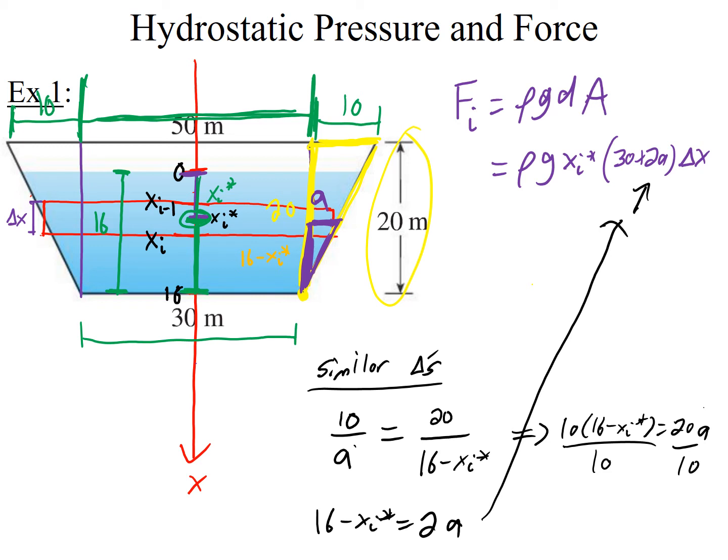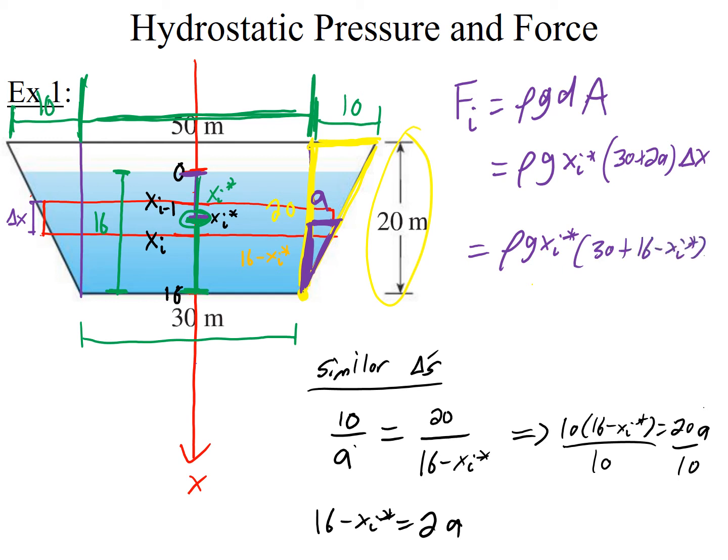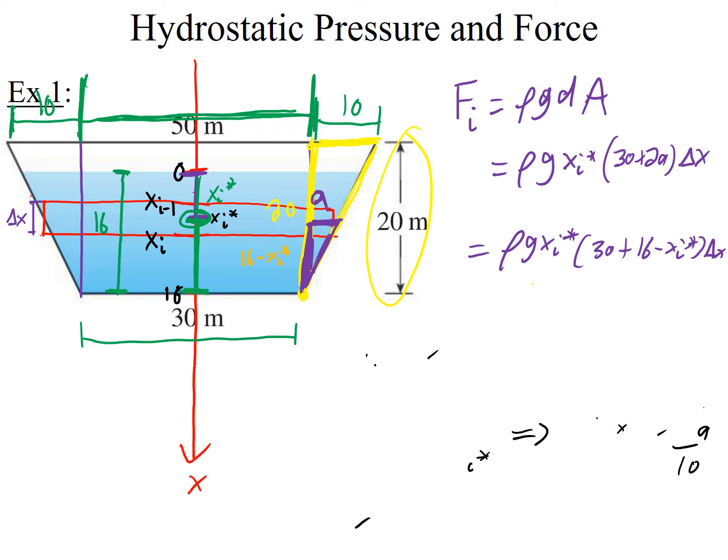All right, so the hydrostatic force on that rectangle is rho g xi star times (30 plus 16 minus xi star) delta x. Okay, if that made sense, let's clean it up a little bit. So we have rho g xi star, and then inside, 30 plus 16 is 46. We have 46 minus xi star, delta x. That's the force on just the one rectangle, the red rectangle that's in the picture.